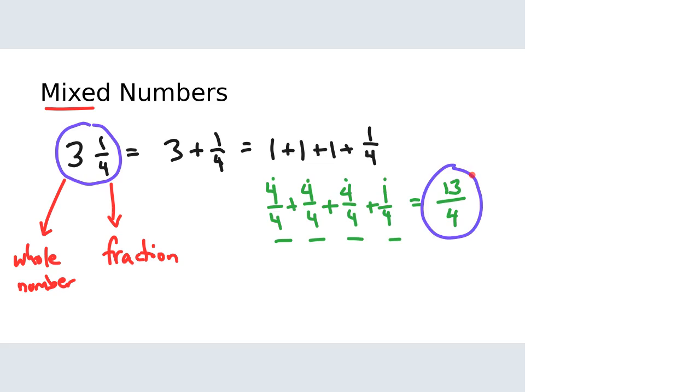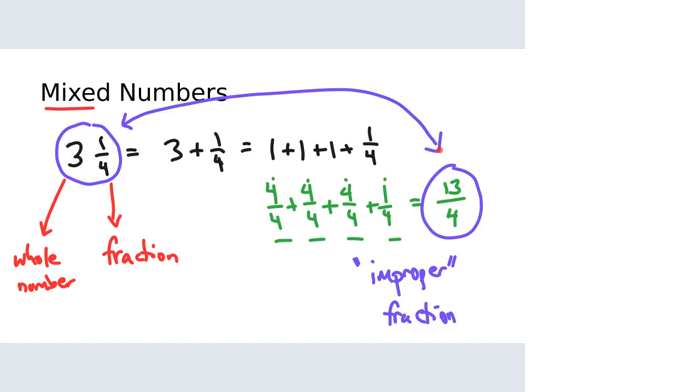13/4. Now, 13/4, when we have a bigger number in the numerator than we do in the denominator, that's called an improper fraction. I'm going to put improper in quotes because there's really nothing wrong with it. What you'll find is in a lot of situations, having an improper fraction can be pretty valuable and useful. So it's not that it's wrong, it's just the name of it is improper because the numerator is bigger than the denominator. That's all. And what we're saying here is that these two things have the exact same value, 3 1/4 and 13/4.